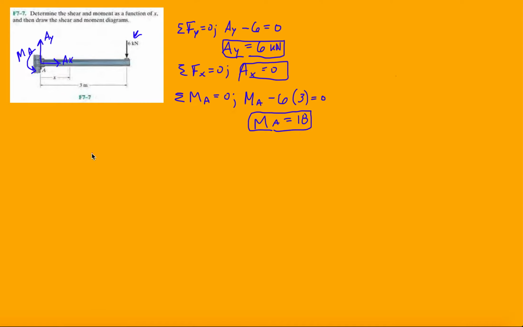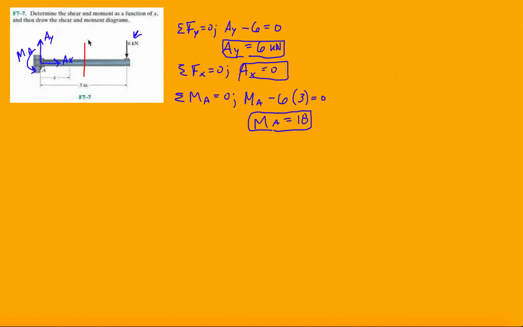All right, good. Next thing is we're going to make the cuts along the beam before and after something happens. By that I mean, before A there's nothing, so I can't really cut it before A, obviously. So I have to cut it after A and before this 6 kilonewton force. Another example: let's say I had another force here. I would cut it after A but before this force, and then after this force but before this one. So I'd make 2 cuts. If that makes sense. In this case I only have to make 1 cut.